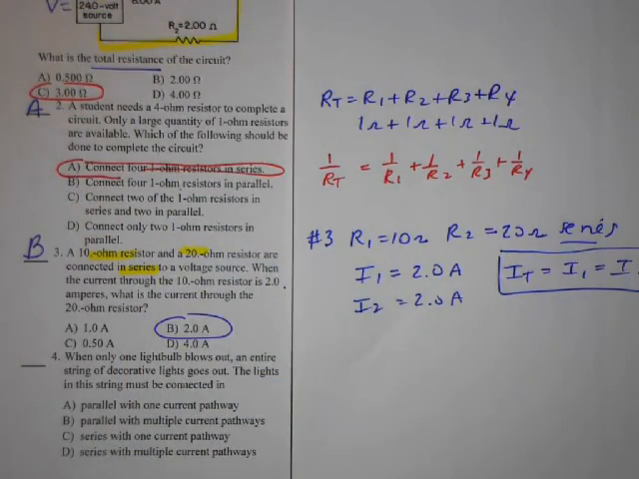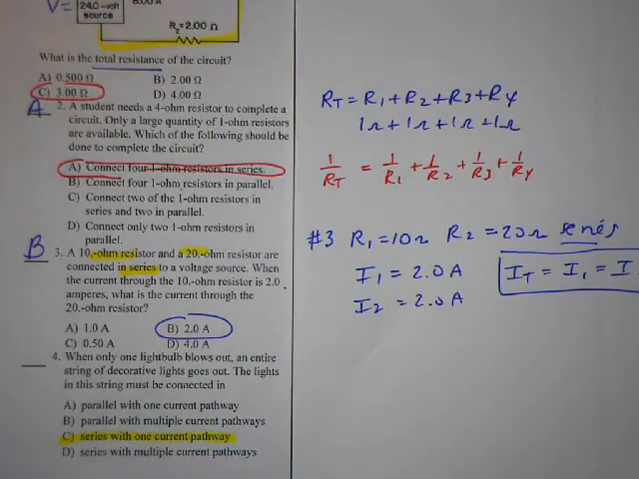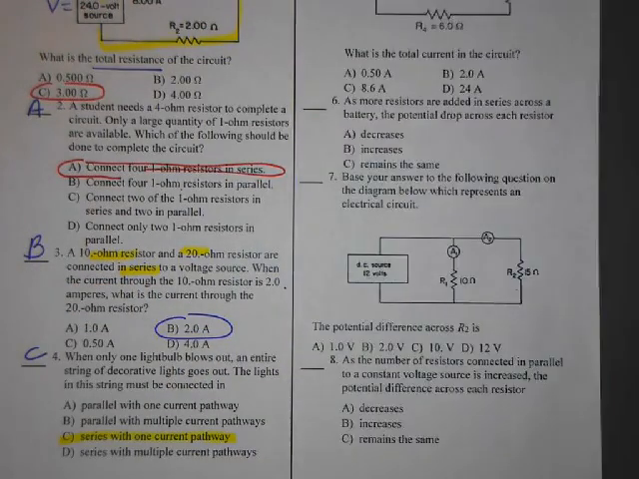Number 4, when only one light bulb blows out, an entire string goes out. The lights must be connected in series with only one path, because if one burns out, then they all would. And we talked about how they're actually connected now. All right, number 5.